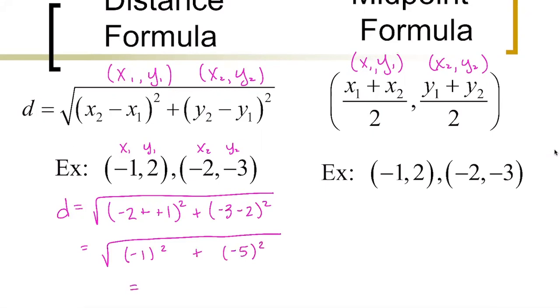-1 squared is just going to give me a 1. -5 squared is a 25. So I'd have the square root of 26. Now, if that square root could simplify, you would need to do that. In this case, it does not.